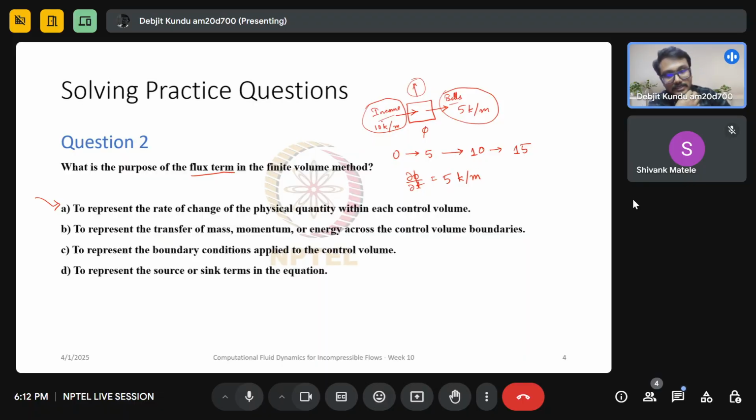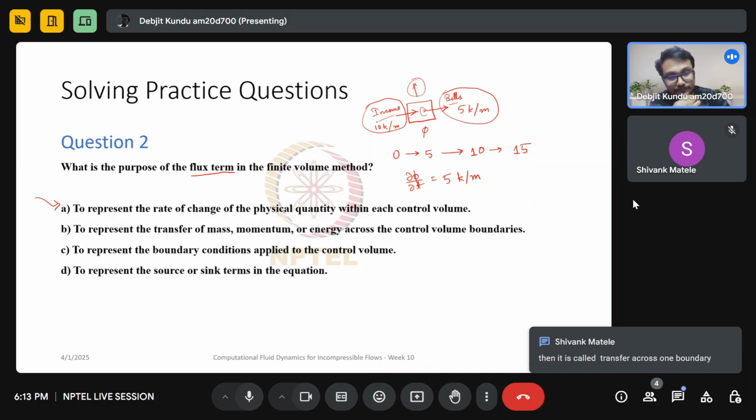Whereas these transfers, the fluxes are 10 and 5 and so on. And there could be generations as well. There could be interest which gets generated within the system, which has not come in from outside or gone outside. So does that make it clear that transfer is not the same as rate of change within the thing? Then it is called transfer across one boundary, I think, transfer from CV.